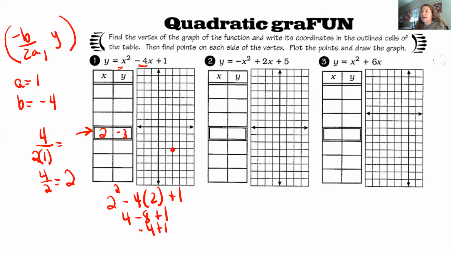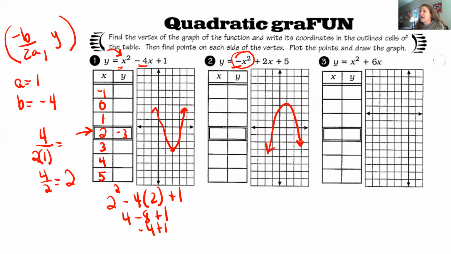So what comes before 2? I'd say 1. What comes before 1? 0. And then negative 1. And after 2 comes 3, 4, 5. So you guys are going to plug in all of these values into this equation for x, figure out what y is, and for every one of these, you'll either get a parabola opening up, or if the leading coefficient is negative, you're going to get a parabola that opens down.